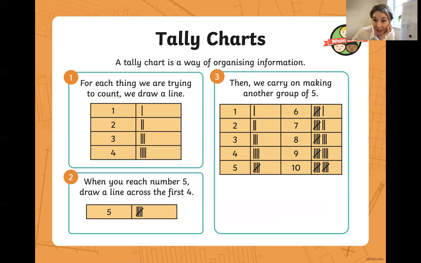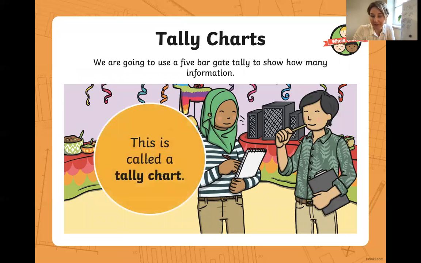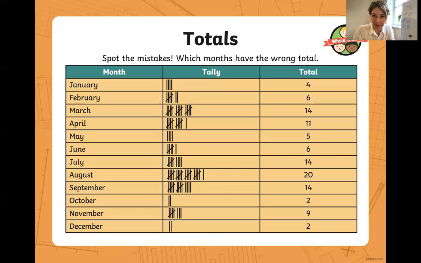And for each thing that you're counting, you draw a line, but when you get to 5, you draw a line across to make a gate. And then you carry on until you make another group of 5. So we are going to use 5-bar tally charts to show information, and it's called a tally chart, remember.